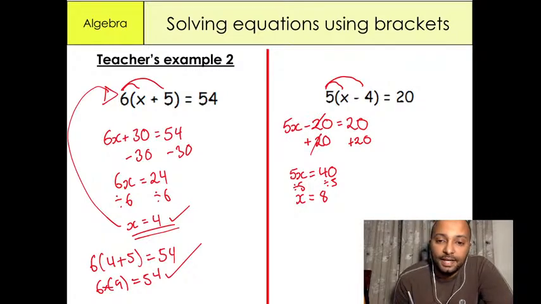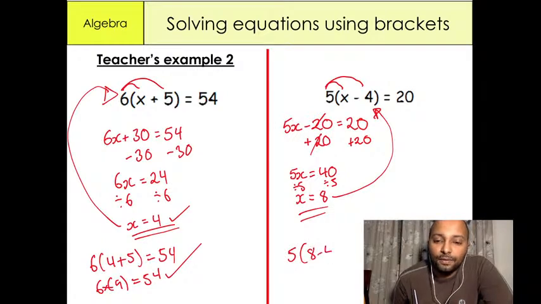How do I know this is the correct answer? Well, you can always plug it back into this equation. So we have 5, 8 minus the 4, close the brackets, equals 20. 5 times 4 equals 20, that's correct. So I know for a fact that this is the correct answer.